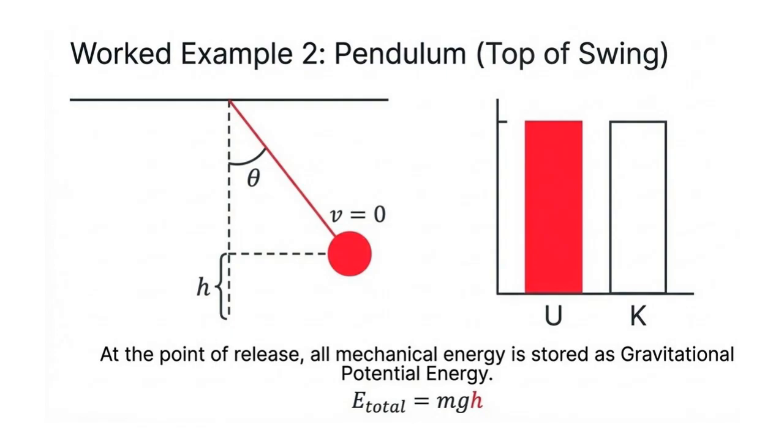Here, we look at the pendulum at the very top of its swing, just as it's released. At this point, the pendulum has no velocity, so its kinetic energy is 0. Instead, all the mechanical energy is stored as gravitational potential energy, due to the height of the pendulum bob above its lowest position. This potential energy depends on the mass of the bob, gravity, and the vertical height it's raised, as shown by the formula. Essentially, this is the total energy available in the system before the pendulum starts to move.